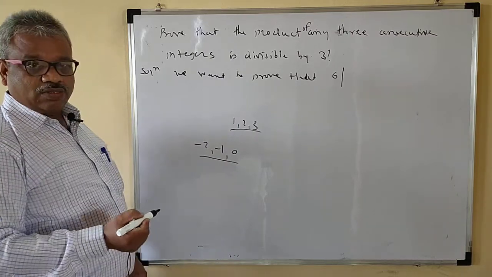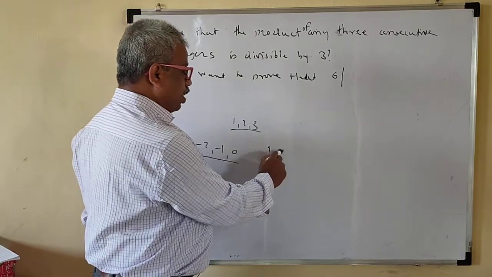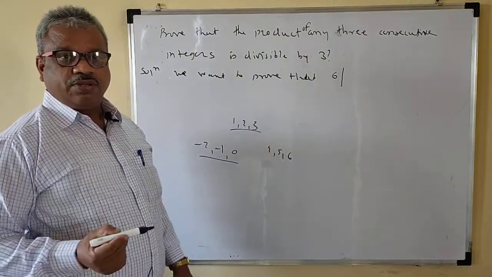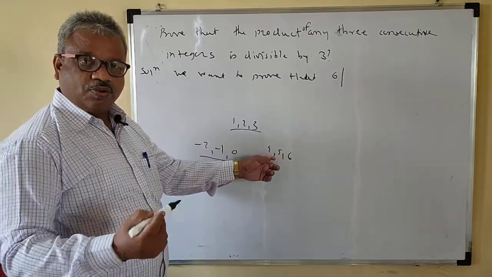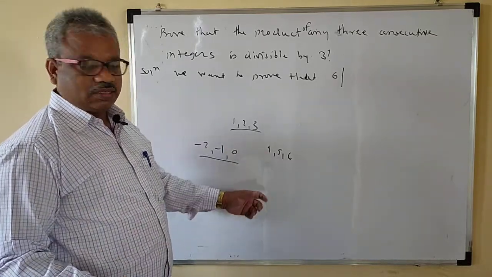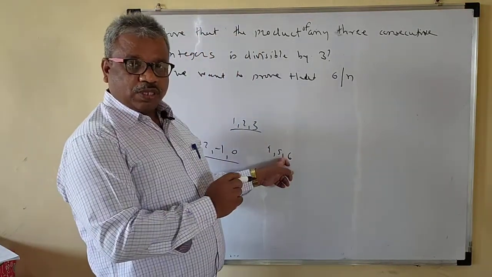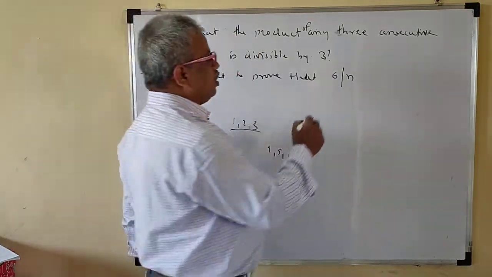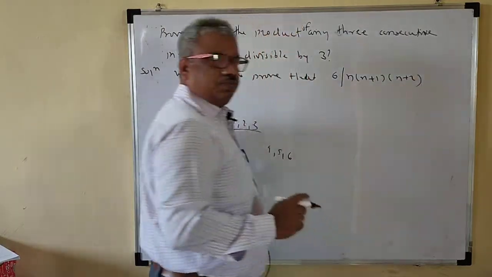In Marathi it is called anukrame, meaning numbers that come one after another. So 4, 5, 6 are consecutive integers. After 4 there is 5, after 5 there is 6. So that means if n is there, like 4 is there, then 4 plus 1, then 4 plus 2. So n, n plus 1, n plus 2.